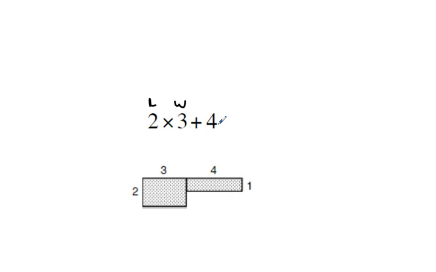So if I were to write this, I would say the 2 times the 3 is the length times the width for the first rectangle. And the plus 4 comes in from the second rectangle because the identity property is being used. We do not have to put the 4 times 1 to finish off the expression.